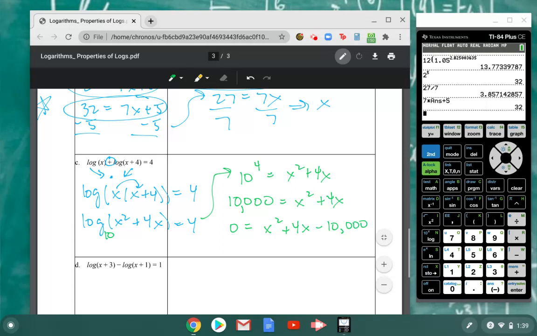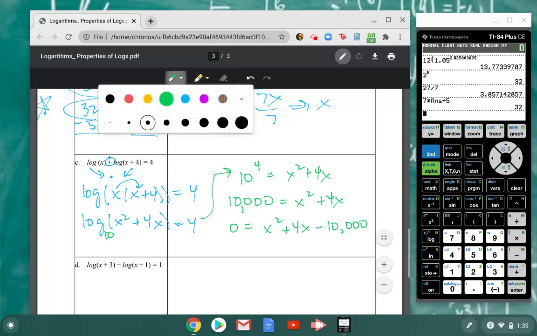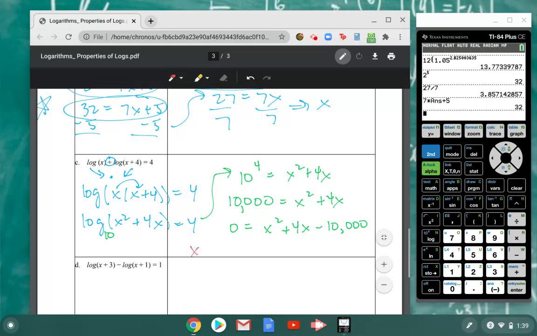Now, I doubt there's two numbers that multiply together that have a difference of 4. So I'm going to use the quadratic formula, of course. So we've got some good review going on here. So the quadratic formula: x is equal to the opposite of b, so negative 4, plus or minus the square root of b squared, 16, minus 4, times a times c, so times 1, times negative 10,000, all divided by 2a, which is 2.